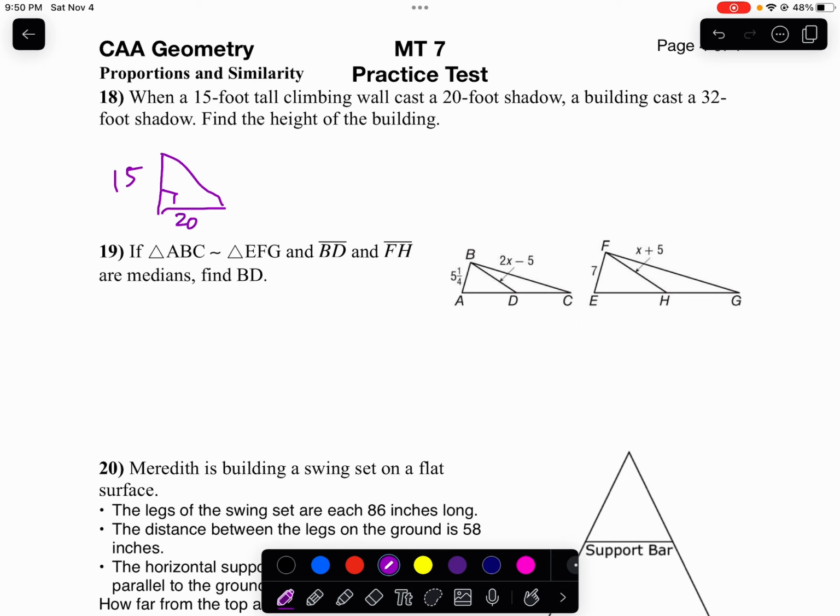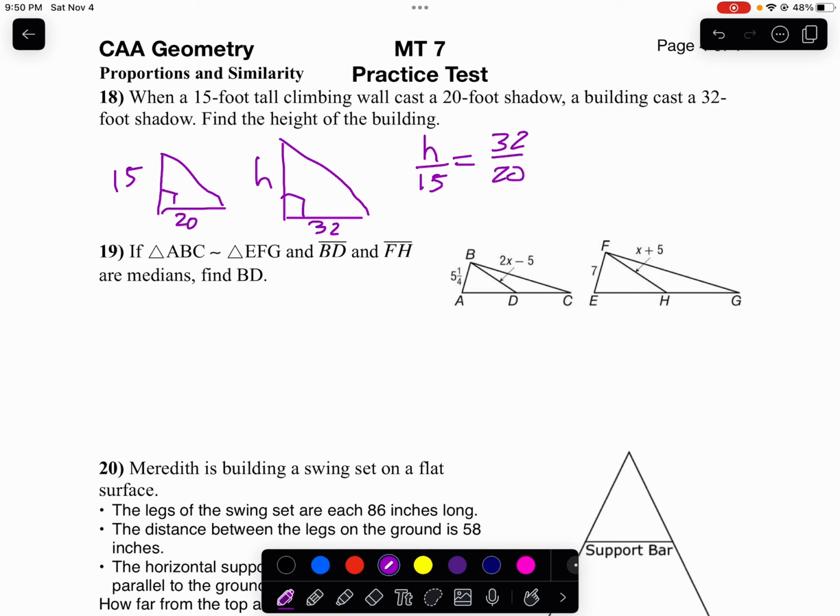At the same time, the building, which will be a little bit bigger, casts a shadow that's 32 feet. And I want to find the height of the building. And see, we have similar triangles here. So I'm going to say H is to 15 as 32 is to 20.